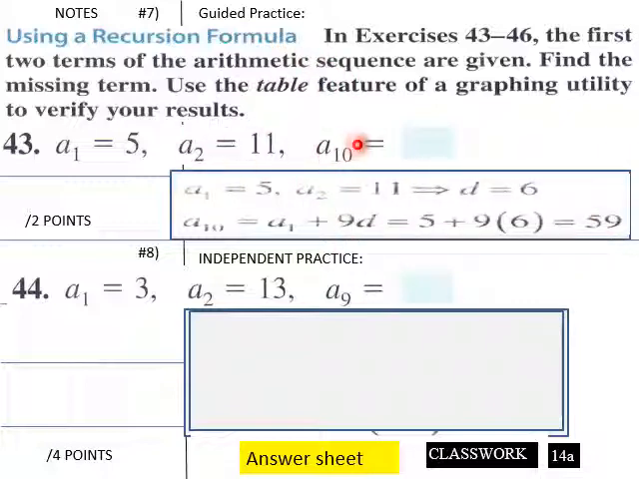So we want to find a10 here. a1 would be 5. So a10 would be a1 plus 9d, which is 5 plus 9 times 6, would be 59 here. And then do the same thing down here, students, for your independent practice.